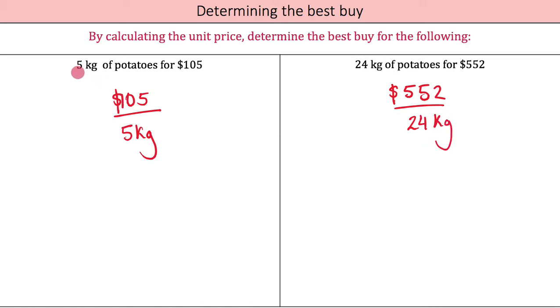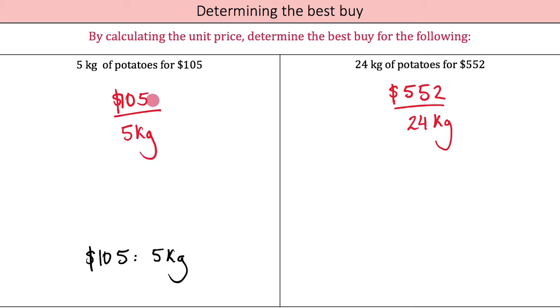What kind of potatoes are these? Let's just read that again. 5 kilos of potatoes for $150 and 24 kilos of potatoes for $552. This better be the best tasting potatoes I've ever eaten. Now that we've written it like this, and remember, writing it like this is no different to writing it like this. It's just a different way to represent it, and you should be comfortable if you see it like this.